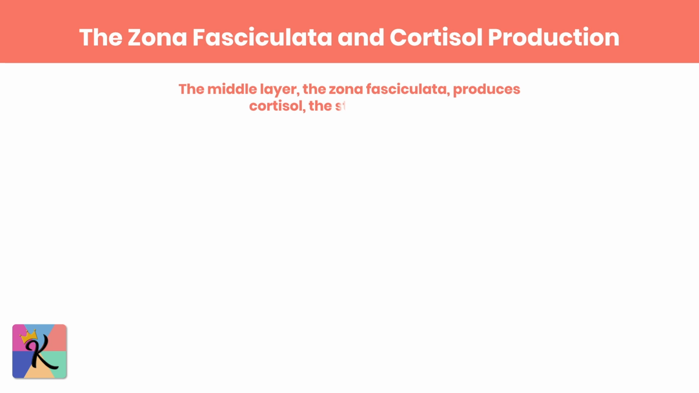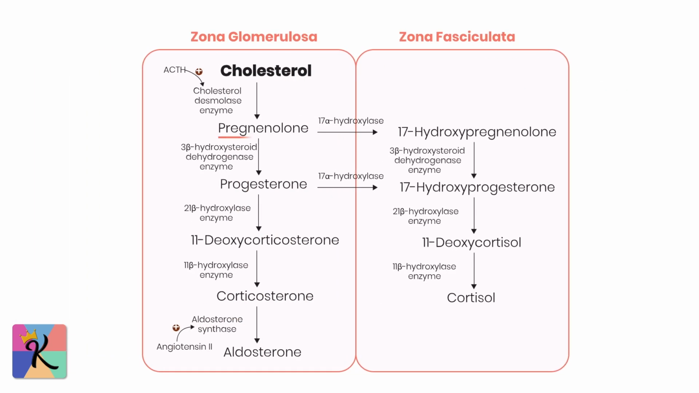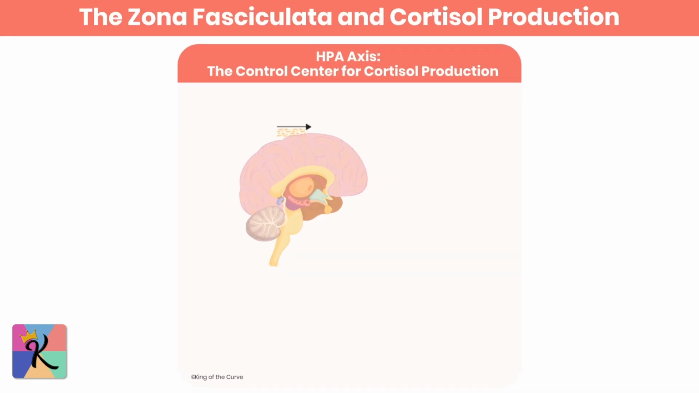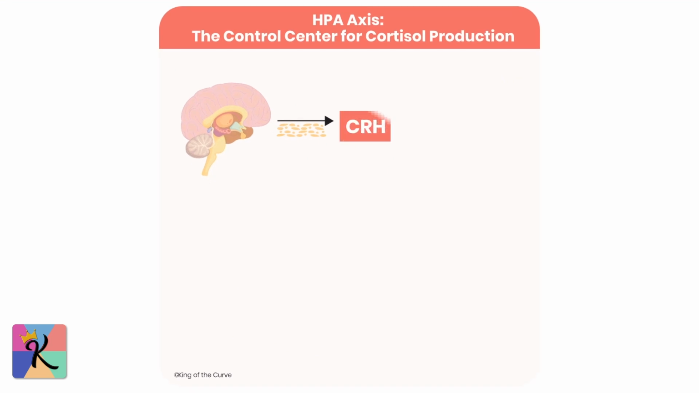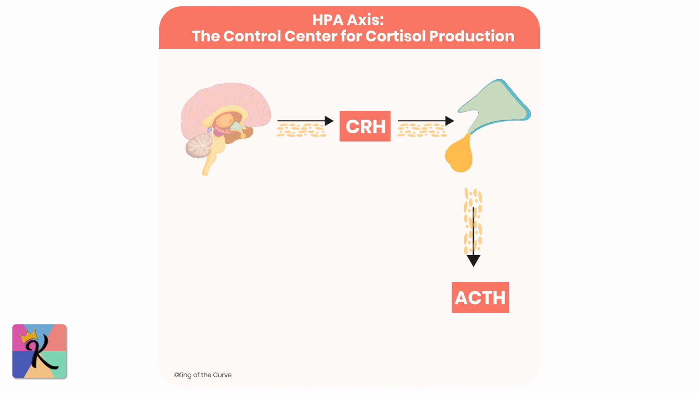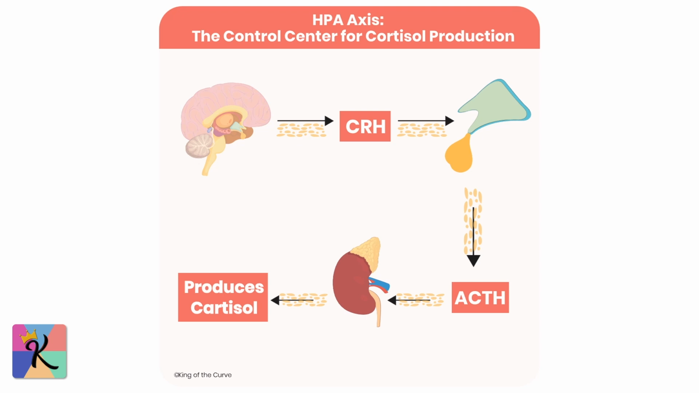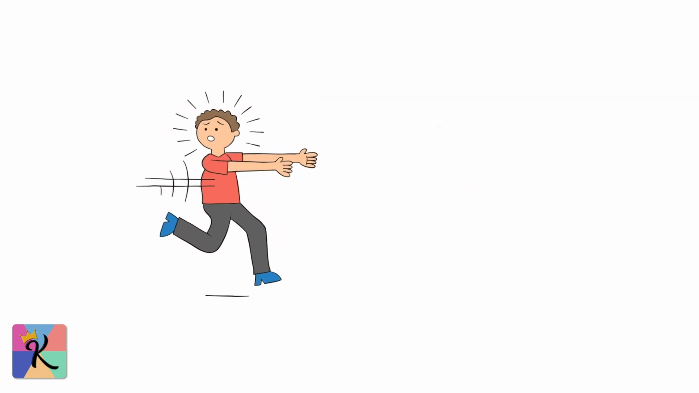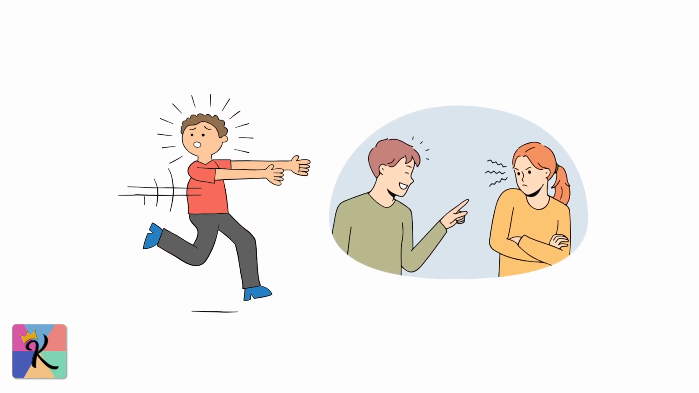The middle layer, the zona fasciculata, produces cortisol, the stress hormone. Pregnenolone and progesterone are converted to cortisol through steps involving enzymes like 17A-hydroxylase, 21-hydroxylase, and 11B-hydroxylase. The hypothalamus releases corticotropin-releasing hormone, CRH, which stimulates the pituitary gland to release ACTH. ACTH signals the zona fasciculata to produce cortisol, especially during times of physical or emotional stress, like running from a pack of raccoons or arguing with a friend.